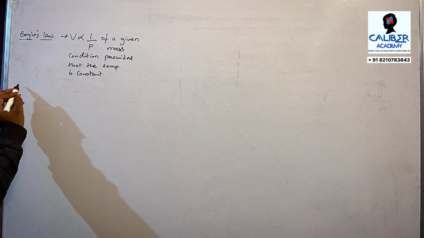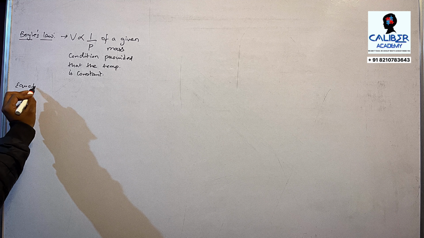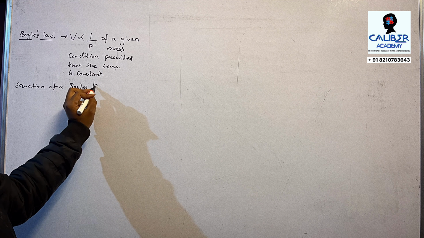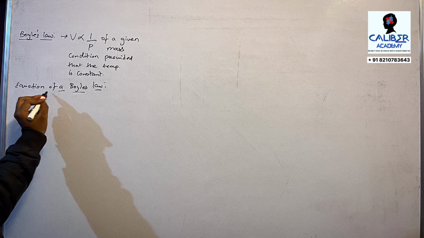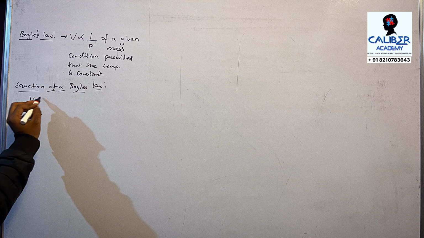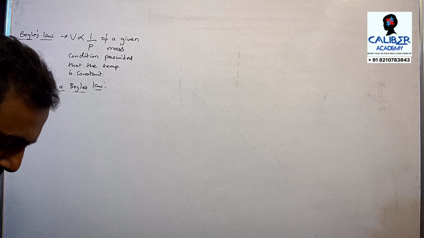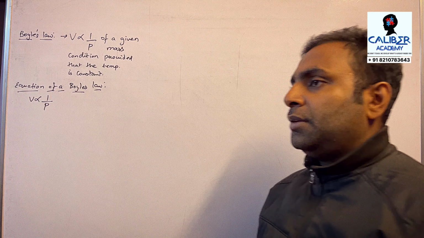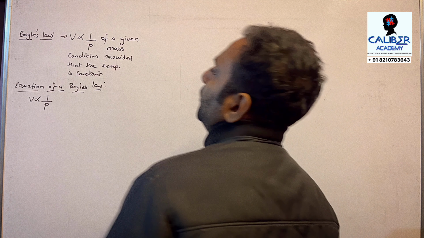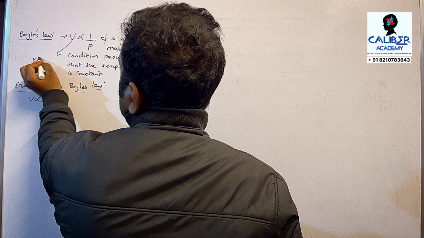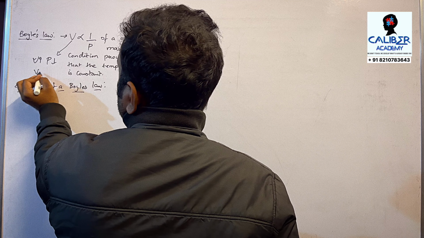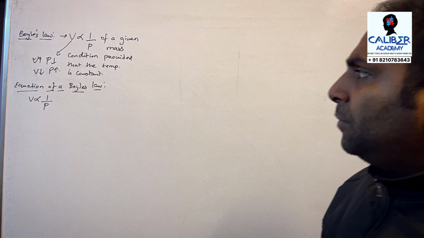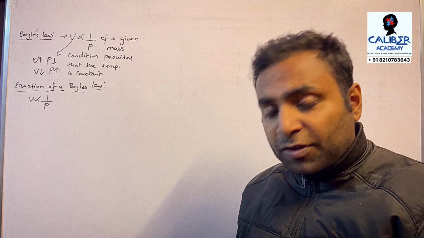Now let's derive the equation of Boyle's law. As we know, students, that volume is inversely proportional to the pressure. Right? What do you mean by inversely proportional? That means if the volume increases, pressure will decrease, and if the volume decreases, pressure will increase. This is the meaning of inversely proportional.